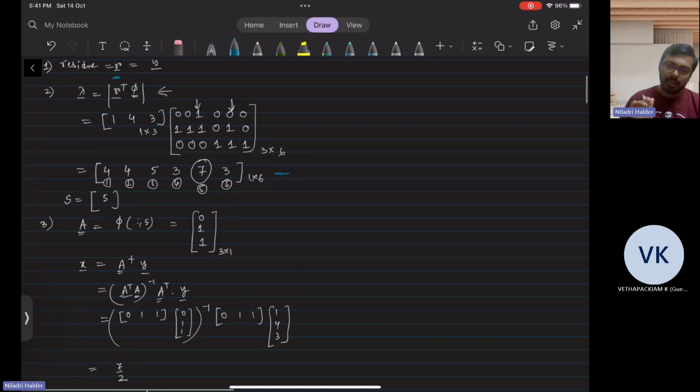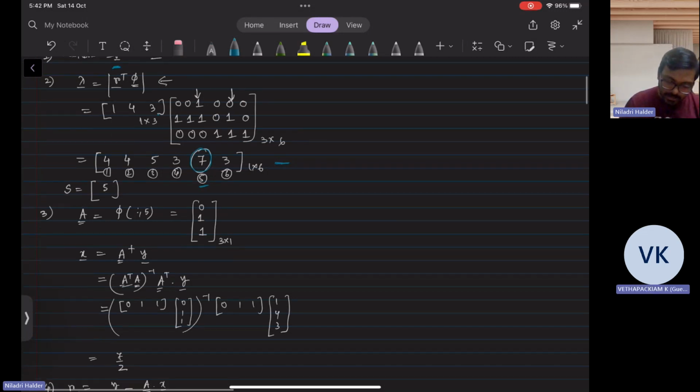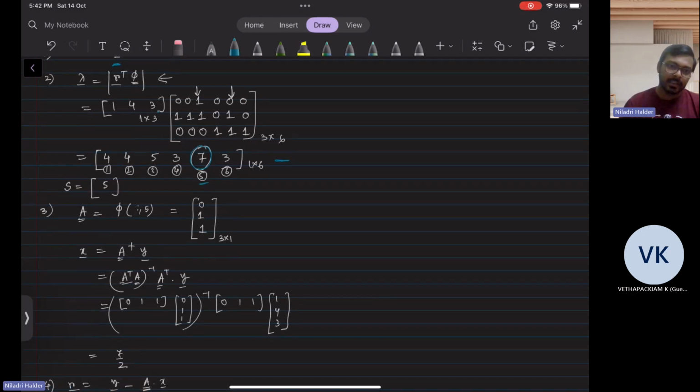Out of all the entries of lambda, I will see which is the maximum entry. Here you see this 7 is the maximum entry. Then I check the position of the maximum entry. Here it's occurring at the fifth position. Then I take another set that contains only those positions. So here S is equal to 5, because the fifth position gives the maximum value.